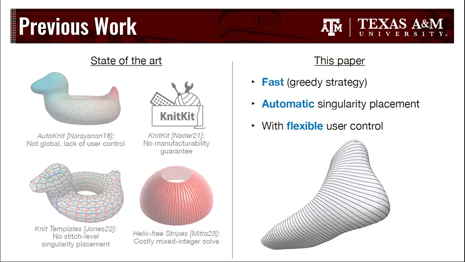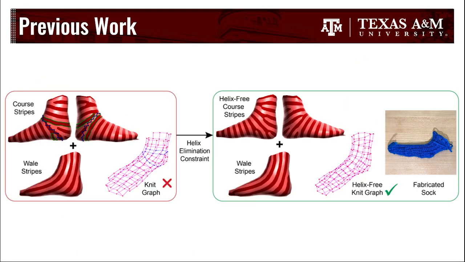This is based upon their prior works that formulate knit planning as a stripe pattern optimization problem. I'm not going to get into details of these works, but for better interpretation, a high-level review is required. Basically, to generate a knit graph for a sock model, for example, we need to compose two orthogonal stripe patterns from mixed integer solves. Looking at this graph, on the left are naive boundary-aligned coarse stripes that contain helices, which are highlighted in green.